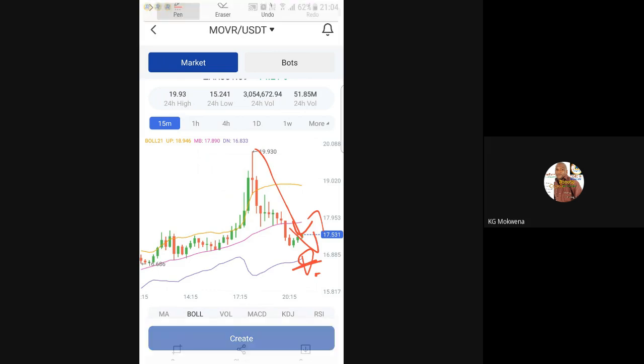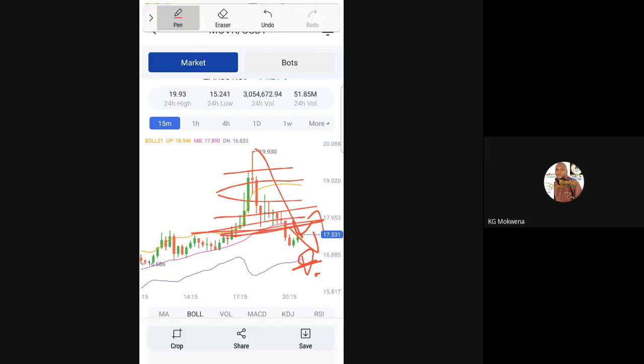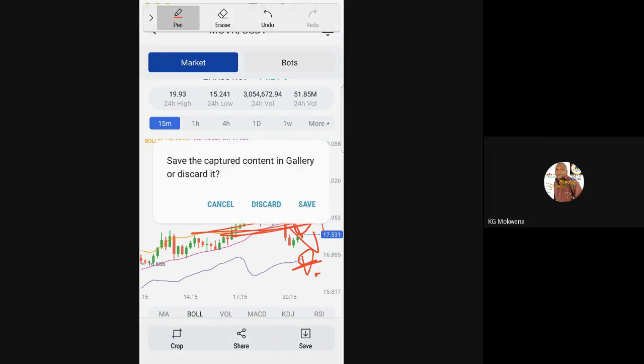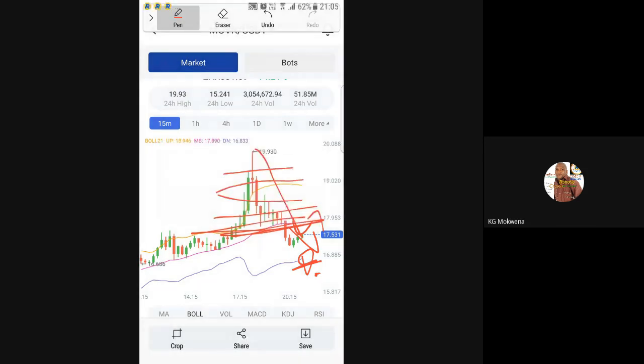This downward trend means a lot of people are trapped here. Even here, a lot of people are trapped in the moving average, for instance. So this is good. It's a good coin for me to trade. Let's now start the trade.